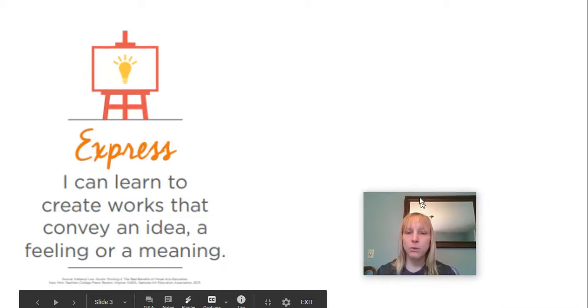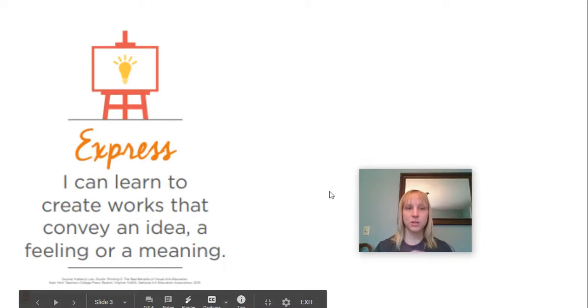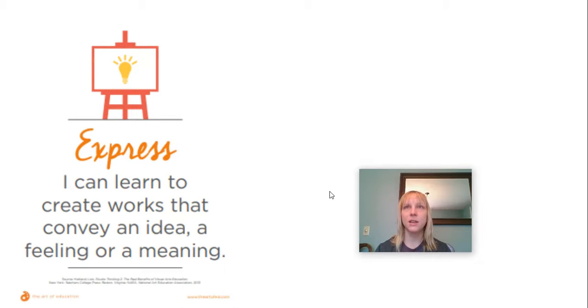So when we're doing portraits or self-portraits, one thing that I want you to be thinking of and that we're going to practice doing in this project is expressing something about the person in the portrait. So for express, I can learn to create works that convey an idea, a feeling, or a meaning.